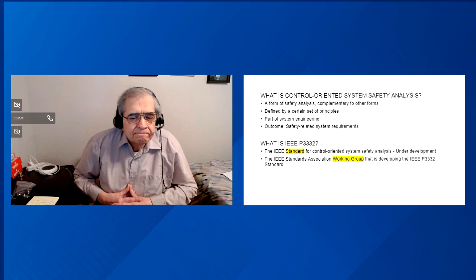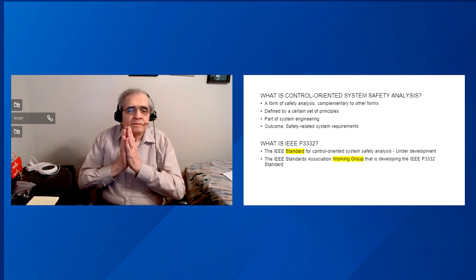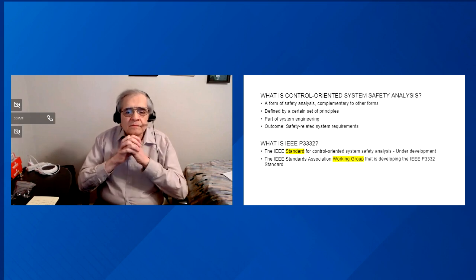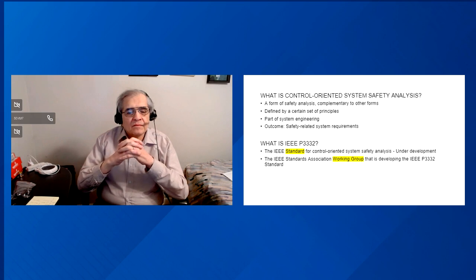What is P3332? You will hear about P3332. First of all, it's the label of a standard, the IEEE standard for control-oriented system safety analysis. It's a standard, I emphasize, under development. P3332 also stands for a working group responsible for developing this standard.